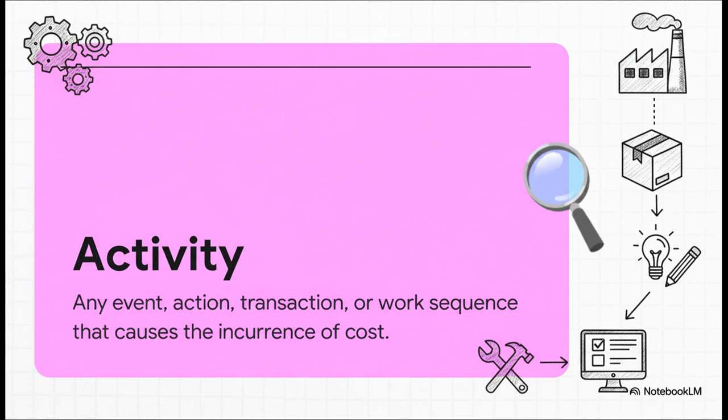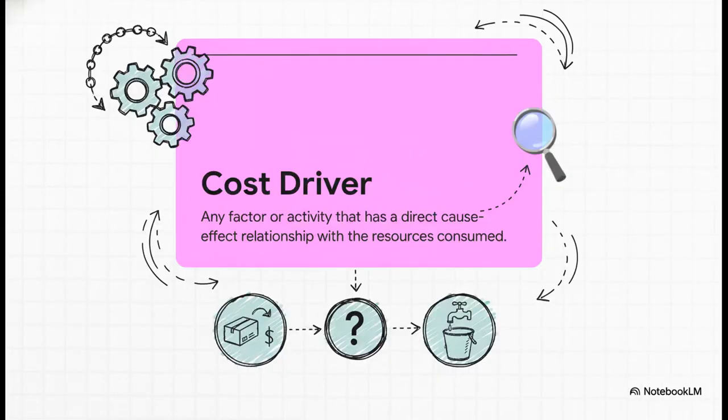You see the shift? The focus moves away from the final product and onto the discrete activities required to create it. And an activity can be almost anything. Setting up a machine for a new batch, designing a new component, processing a sales order, you name it. So how do we link the cost of those activities to the products? Well, for that, we have to identify what are called cost drivers. A cost driver is the specific factor that has a direct cause and effect relationship with the resources an activity consumes. This is the linchpin. It's the measurable link in the chain that ABC is designed to reveal.